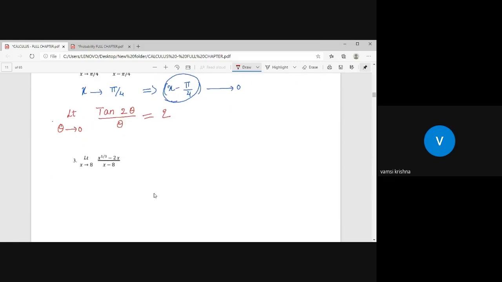Okay, now see another example. There is a correction in this question. Let me do the correction. This is not the actual question. I will give the question in the right way. Question is limit x tends to 8 of (x power 1 by 3 minus 2) divided by (x minus 8). This is the question. Evaluate this.